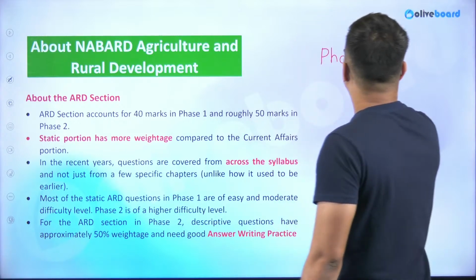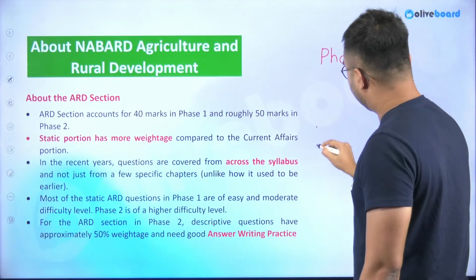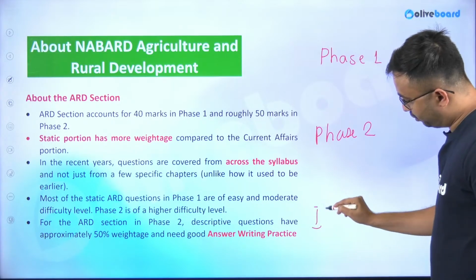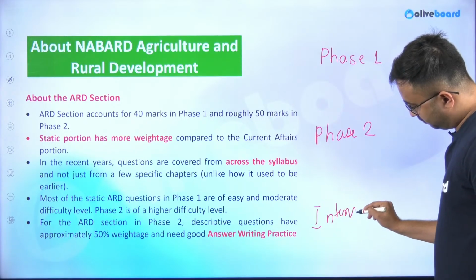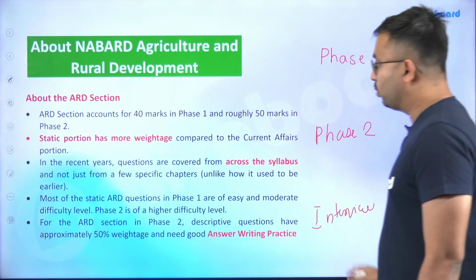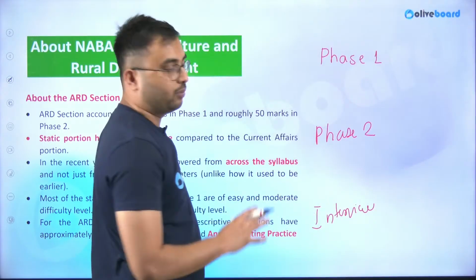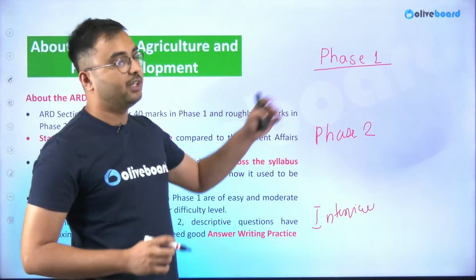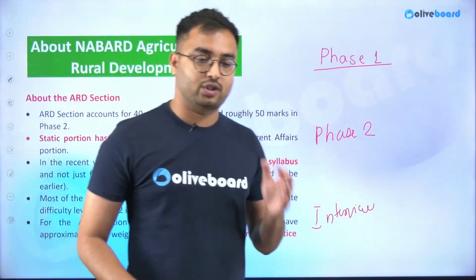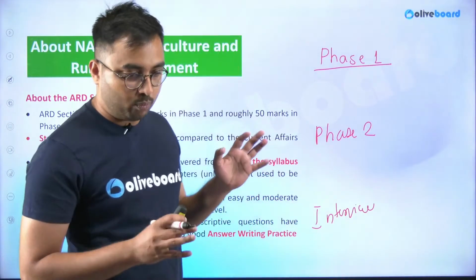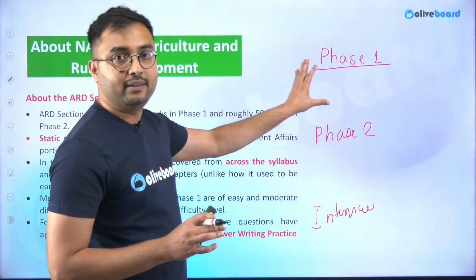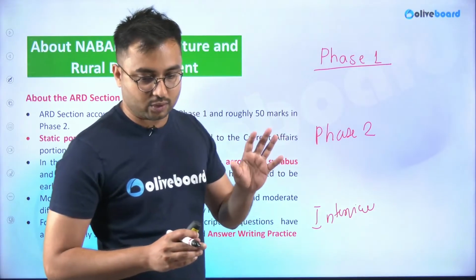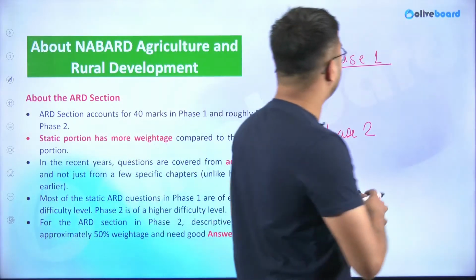3 stages are there: phase 1, then phase 2, and then the interview. When we talk about these 3 stages, we have to understand that phase 1 is the elimination or selection stage, in which you have to clear the overall cutoff and sectional cutoffs are also there. In total in phase 1 there are 8 subjects.